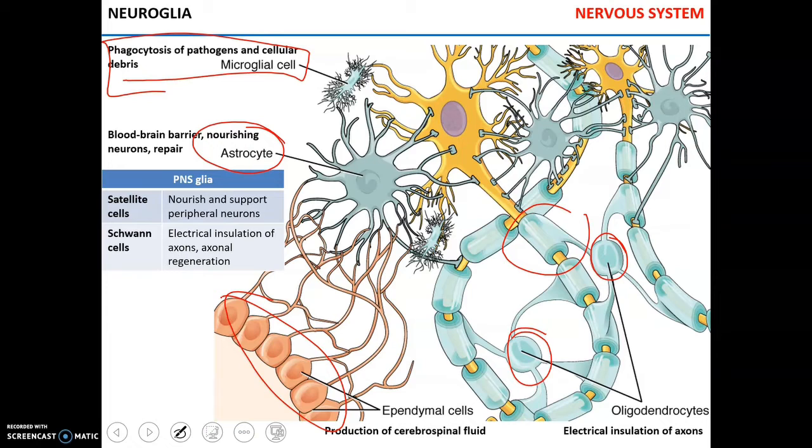Now, glial cells in the peripheral nervous system are less numerous. There are satellite cells that nourish and support the neurons in the periphery. They are somewhat analogous to astrocytes. And there are Schwann cells, which are somewhat analogous to oligodendrocytes because they electrically insulate axons and are responsible for axonal regeneration.